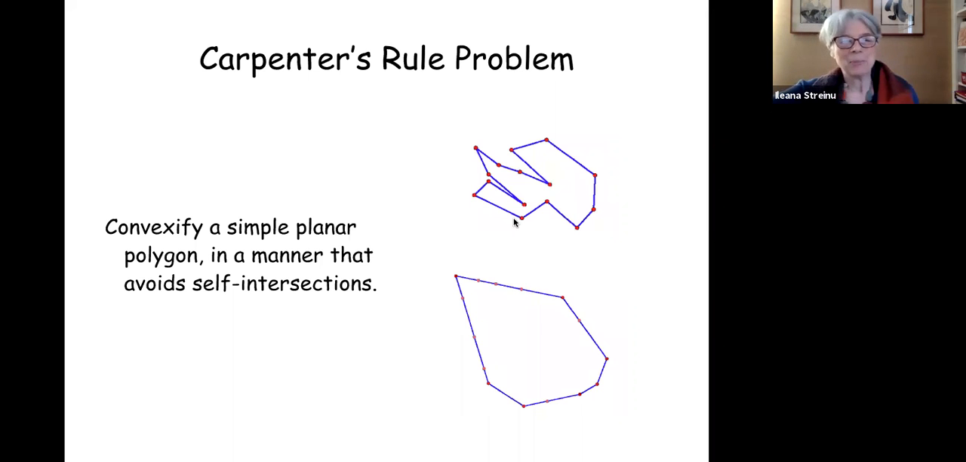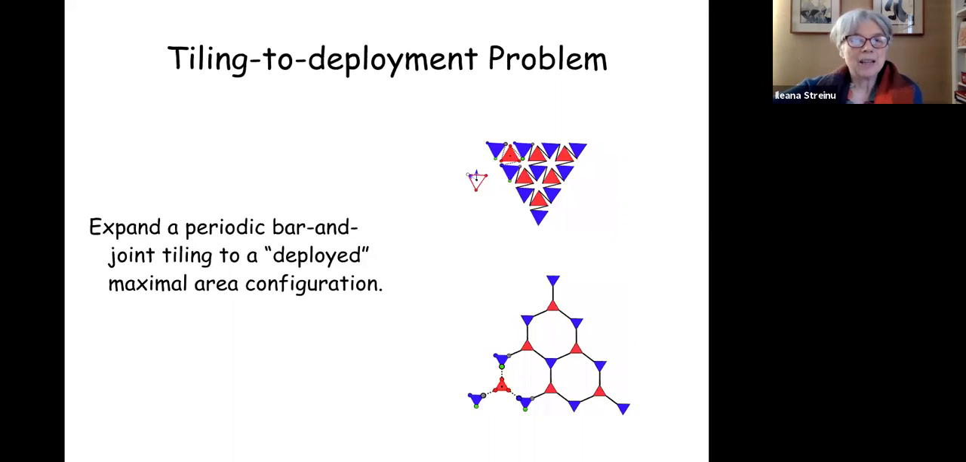Now the counterpart of this problem in tiling to deployment would be, let's say that we have a bar and joint tiling, and let's assume that it has only one face. That face is exactly a non-convex polygon. And we would like to deploy it to, let's say, first a convex face, and then maybe, if we can, a maximal area configuration. So that's the formulation of the problem.